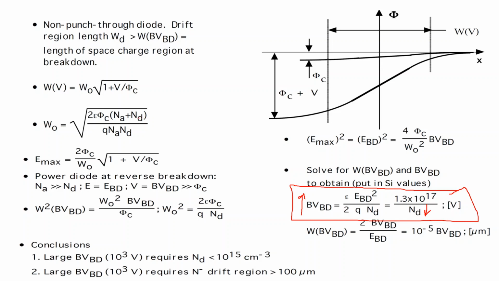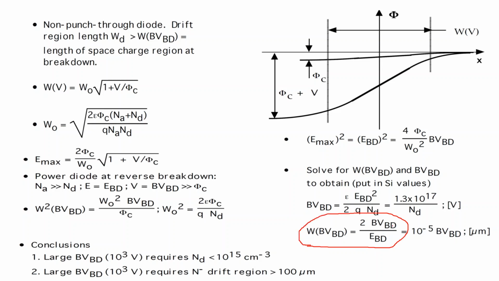Why are we saying drift region? Because Na we have already taken as n plus, so that's why we have neglected Nd with respect to Na, so we have fixed this as n plus. Now if you do a little bit of rearrangement again, you can easily reach this expression. This is again an important expression, because you know the value of EBD. You can put the value of EBD and then you get this expression.